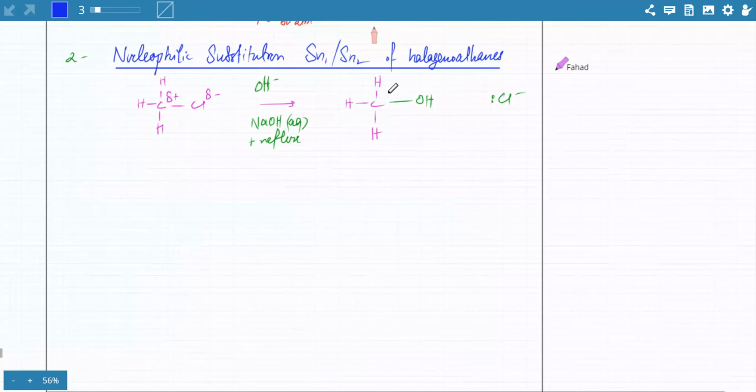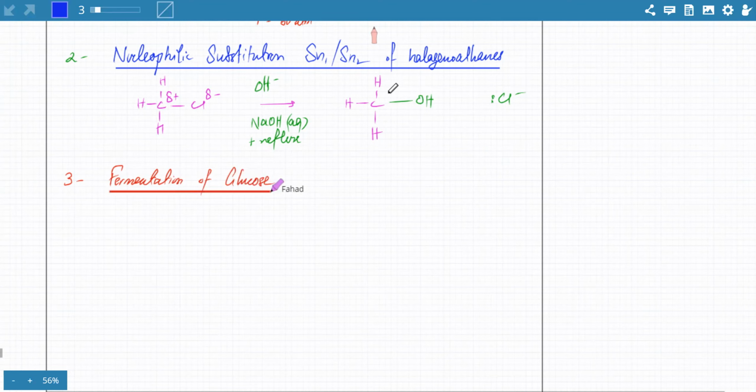Now, the third method of preparing an alcohol is fermentation. Okay, O levels mein padha tha. Okay, industrially, what you do is you ferment glucose. The equation for the reaction would be that glucose is C6H12O6, and it would form C2H5OH plus CO2.